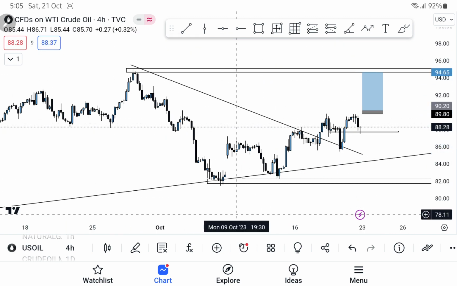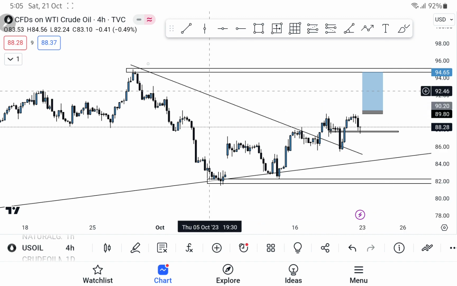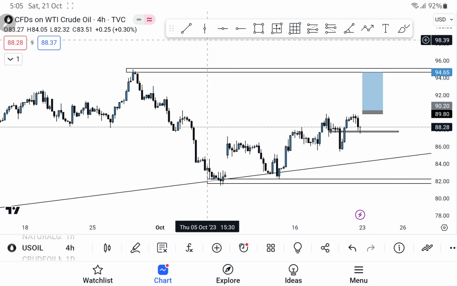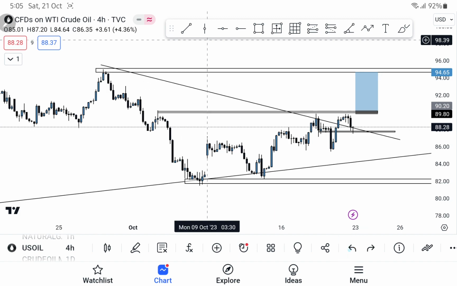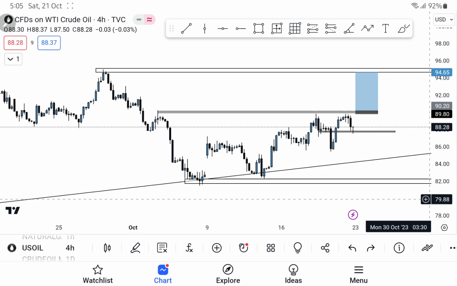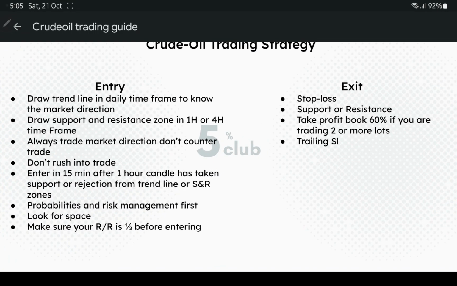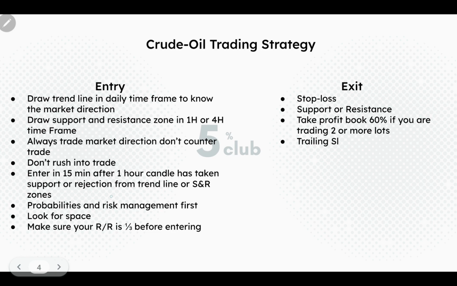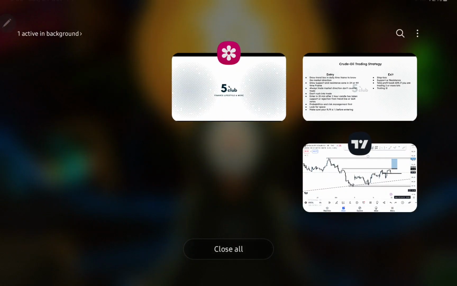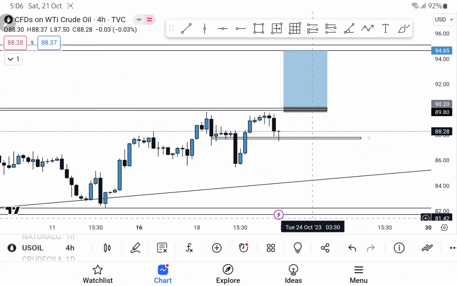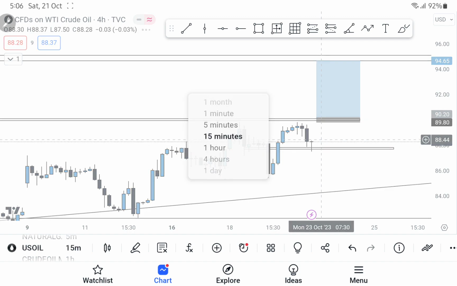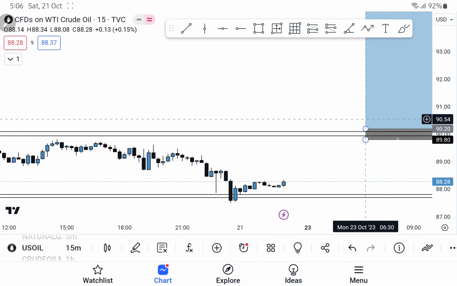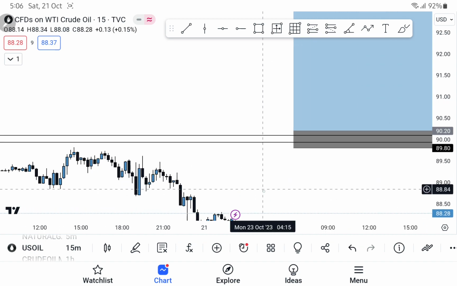So trend lines are mostly traded on the bigger time frame to see the trend. But if you're good at it, great, well and good. Next thing is, enter in 15-minute time frame, after the 1 hour candle has taken support or rejection from trend line or support or resistance zone. That is, you enter here. That is, your 15-minute candle should form here.